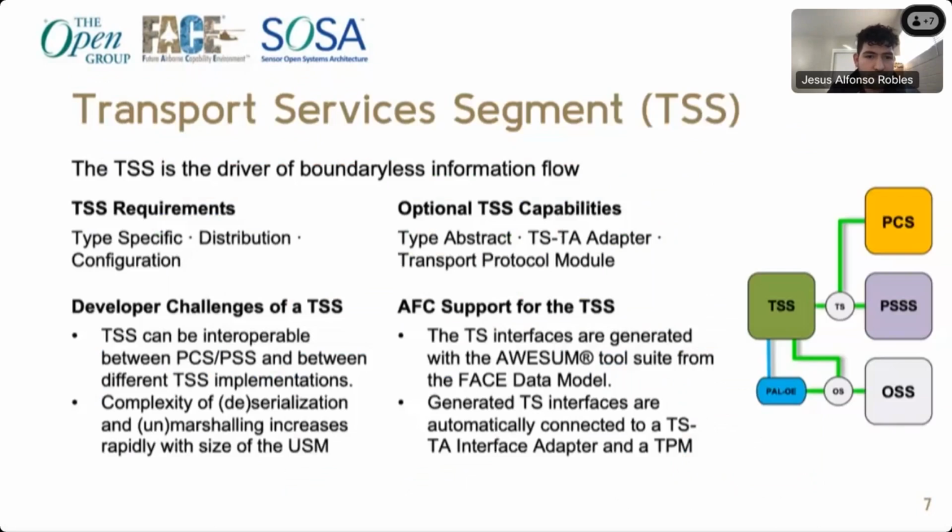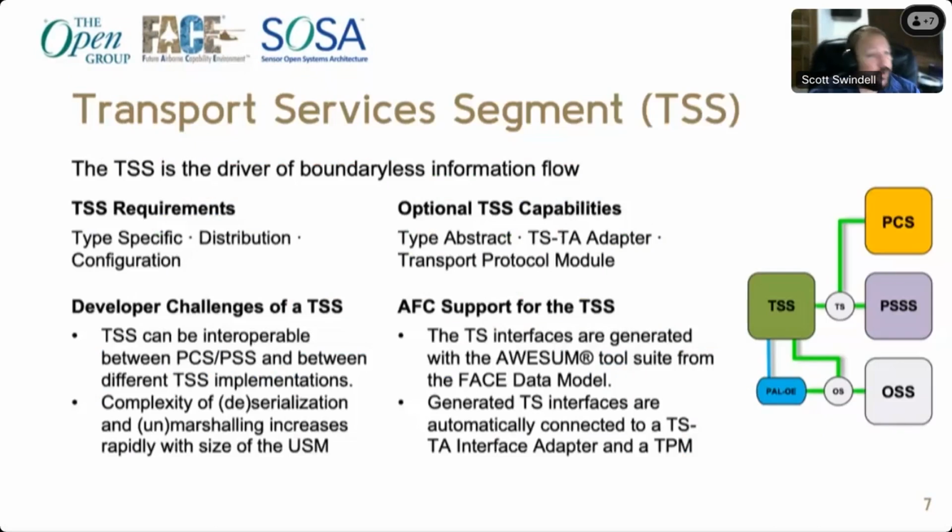I'm going to start by talking about everyone's favorite segment, the transport services segment. That's really where the FACE architecture gets its boundaryless information flow from. If you have information in a PSSS and you want to get it to a PCS, you've got to go through the TSS, right? And if you want to get information from one TSS to another TSS, you need to go through your TSS as well.